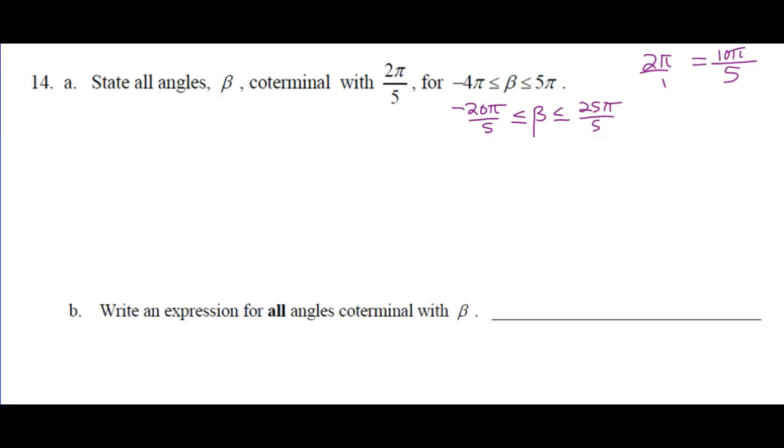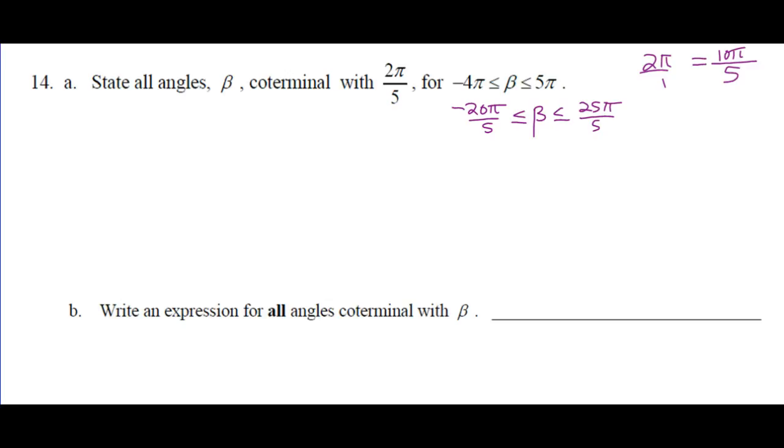So you subtract 10 pi, you get negative 8 pi. Okay, that's good. Subtract 10 pi, you get negative 18 pi. That's good. Subtract 10 pi, you get negative 28 pi, out of range, or out of domain. Add 10 pi, you get 12. Okay, 12 is good. Add 10, you get 22. 22 is good. Add 10, more than 25, stop.